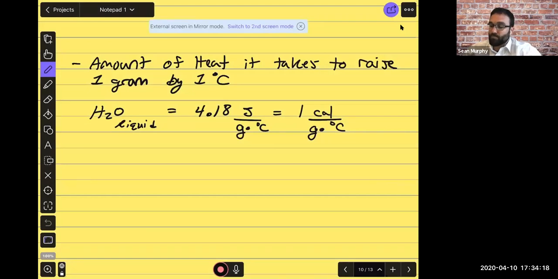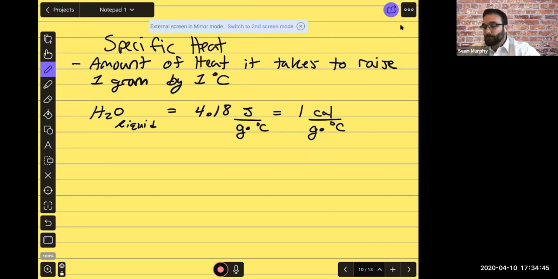So we're starting to get a little bit more specific here. If we have 1 gram, the amount of heat it takes to raise 1 gram by 1 degree Celsius, it's just like a calorie, but we're going to call that the specific heat capacity because it's being specific on the amount. Specific heat capacity. All right, so specific heat.